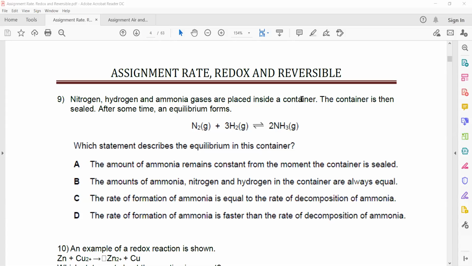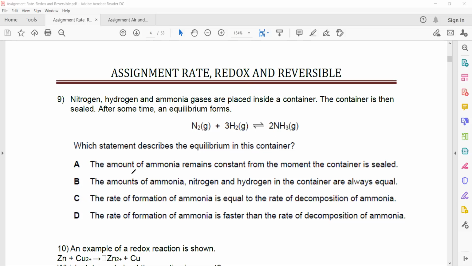Yes, C is the right answer, because the rate at which the ammonia formed is the same as the rate at which it decomposed. Like if 2 grams of ammonia is formed, at the same time 2 grams of ammonia will decompose, so it will be C.